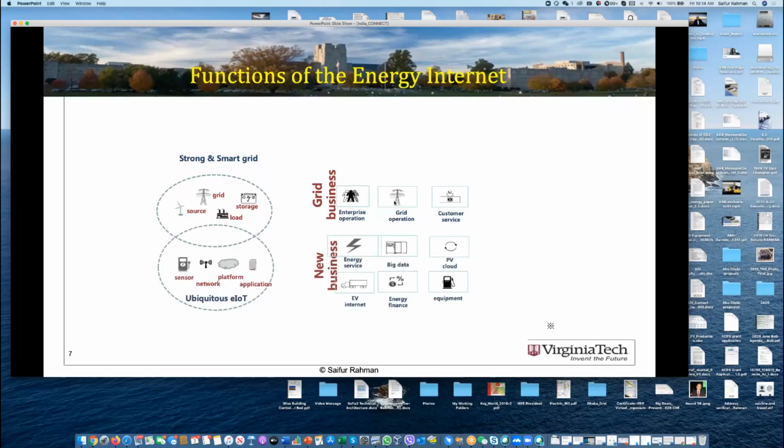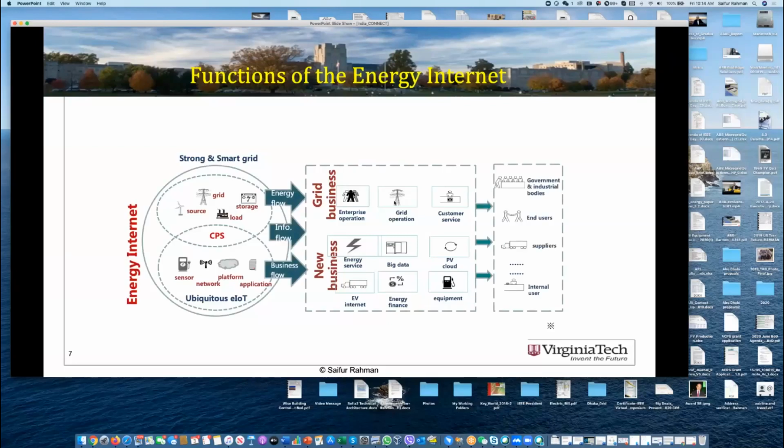To make the new business work with the smart grid, the oval at the bottom on the left-hand side, you need sensors, the web platform or the cloud platform, and different applications. But all of that has to be ubiquitous, meaning it has to happen without us knowing it. That's the part we have to be thinking about going forward. So what happens as a result? This strong and smart grid and the ubiquitous IoT, energy IoT, come together and give us the energy internet.